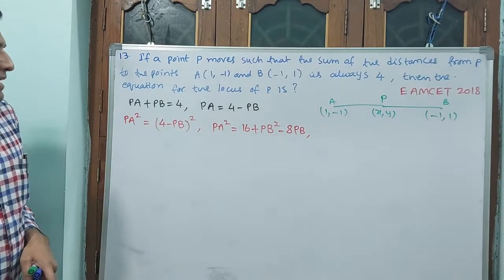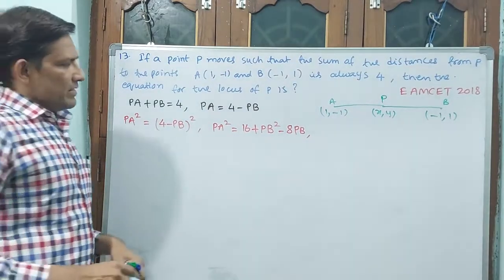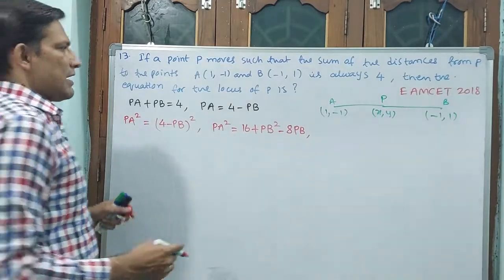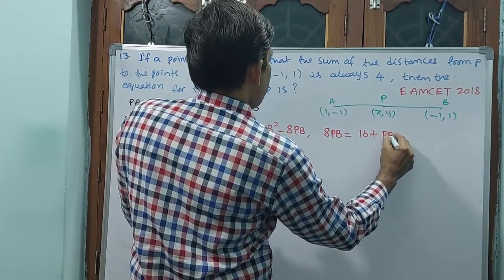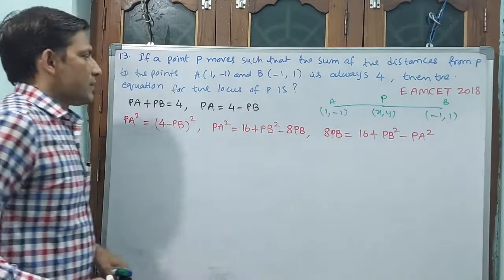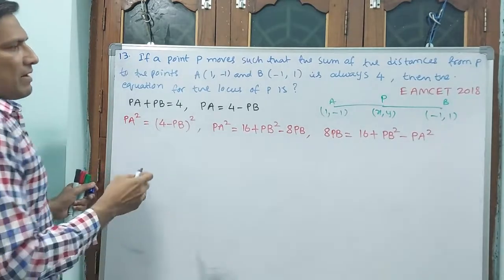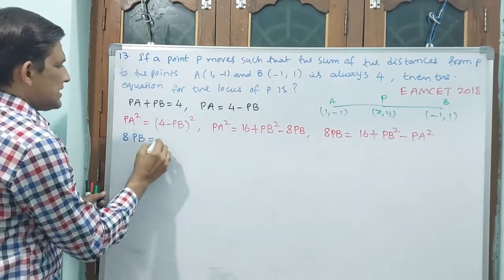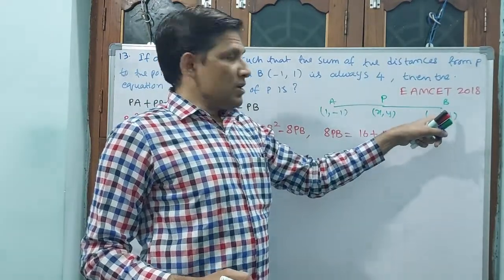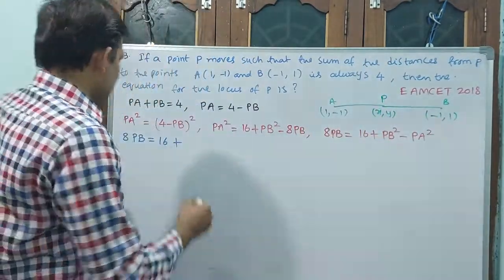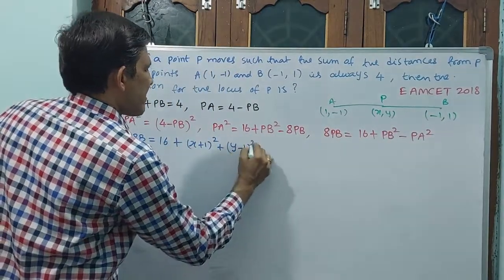Now 8 PB I can take to this side. 8 PB is equal to 16 plus PB square minus PA square. Keep 8 PB like that only and proceed further. PB square means the square root can be avoided: (x plus 1) whole square plus (y minus 1) whole square, this is PB square, minus PA square.